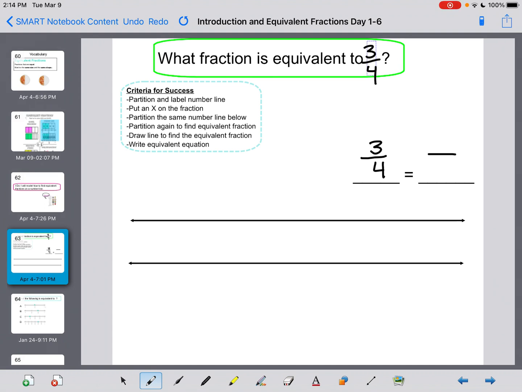Step 1, partition and label the number line. So we always start our number line at 0. We always end our number line at 1 whole. I need to represent the fraction 3/4 on my number line, so I'm going to partition my number line into fourths.